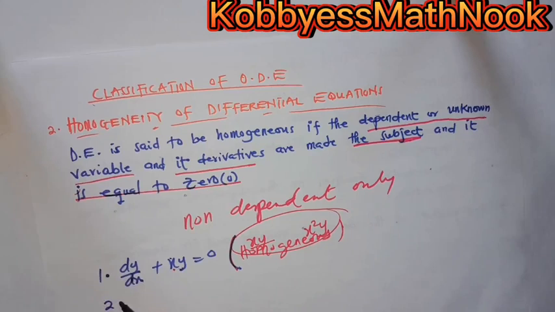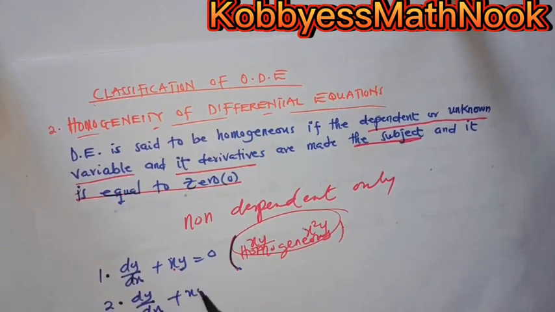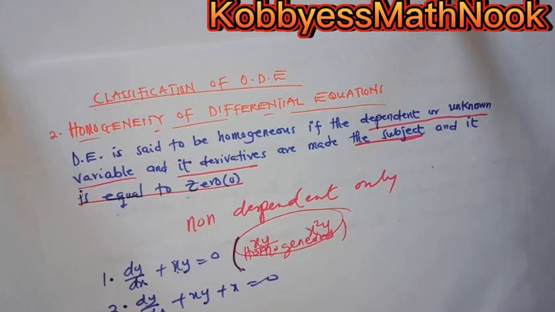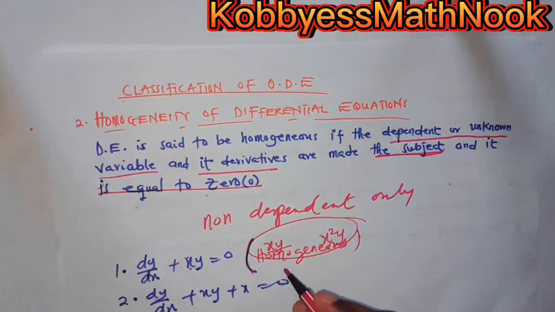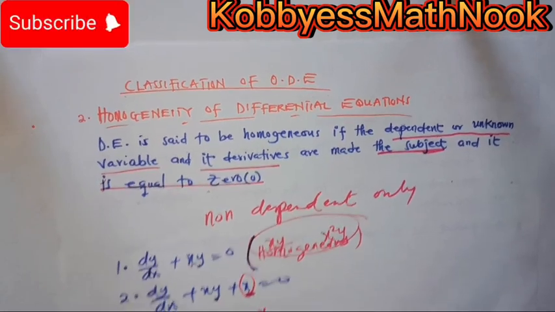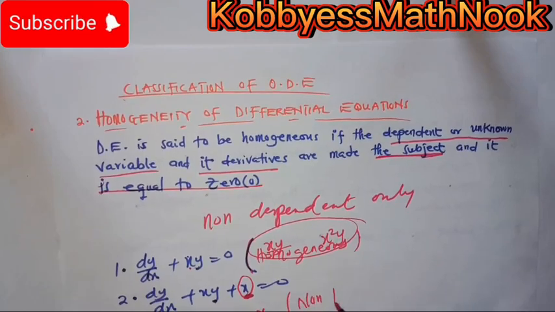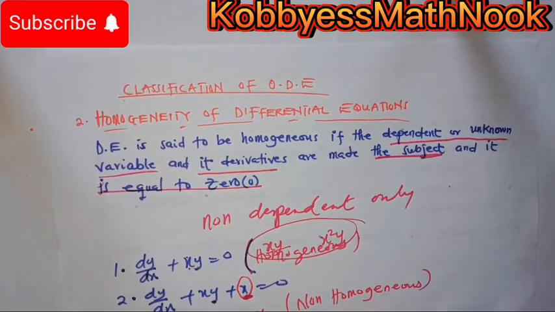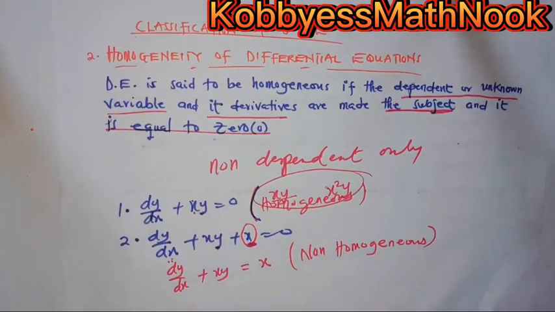What of this? dy/dx plus xy plus x equals 0. Is this homogeneous or non-homogeneous? This is not homogeneous because there is an independent variable over here. After we have grouped all the dependent variable and its derivative, there's still an independent variable in there. So this is non-homogeneous. Now let's look at another example.